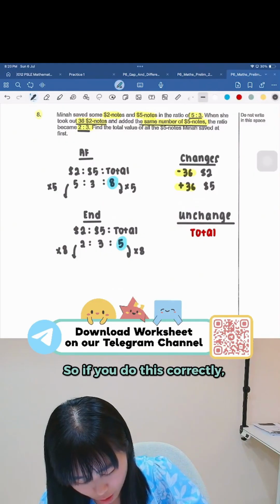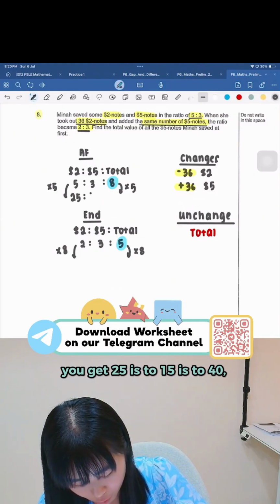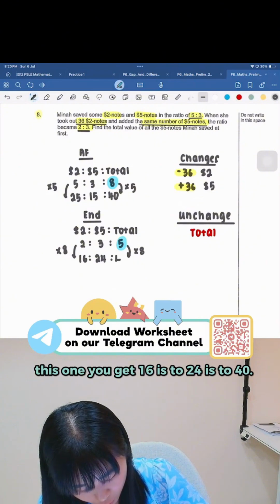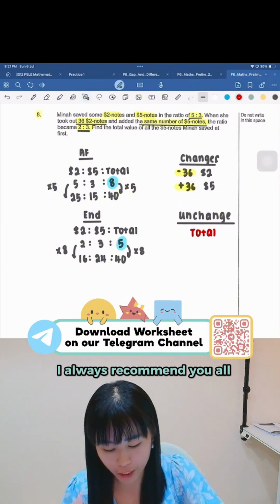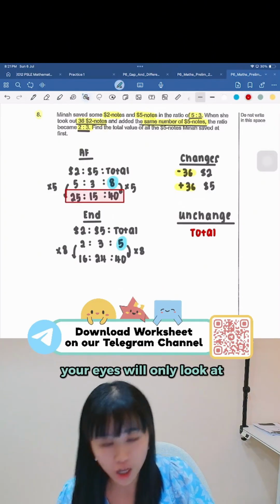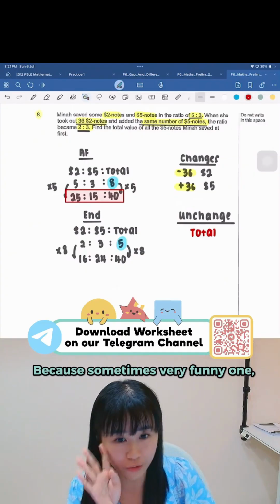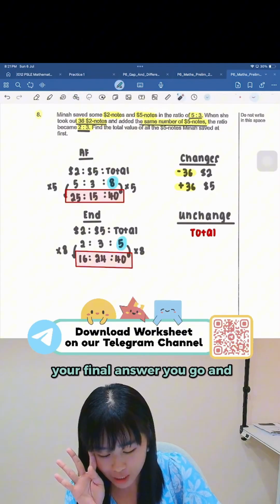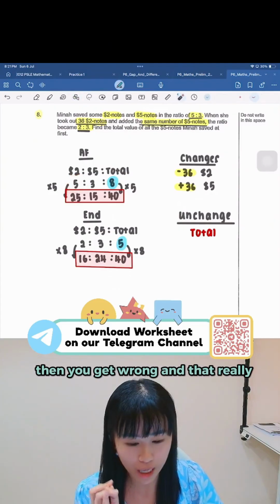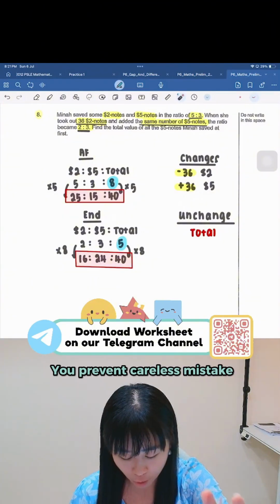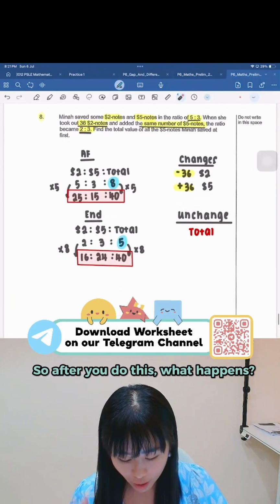If you do this correctly, you get 25 is to 15 is to 40. Here you get 16 is to 24 is to 40. Once you change your ratio, I always recommend you box up the last ratio so that your eyes will only look at the last ratio. Because sometimes, very funny, you already changed the ratio, but for your final answer you look at the original ratio, then you get it wrong. That really happened to a lot of students. That's why I always tell our students, box it up so that you prevent careless mistakes. Okay, so after you do this, what happened?